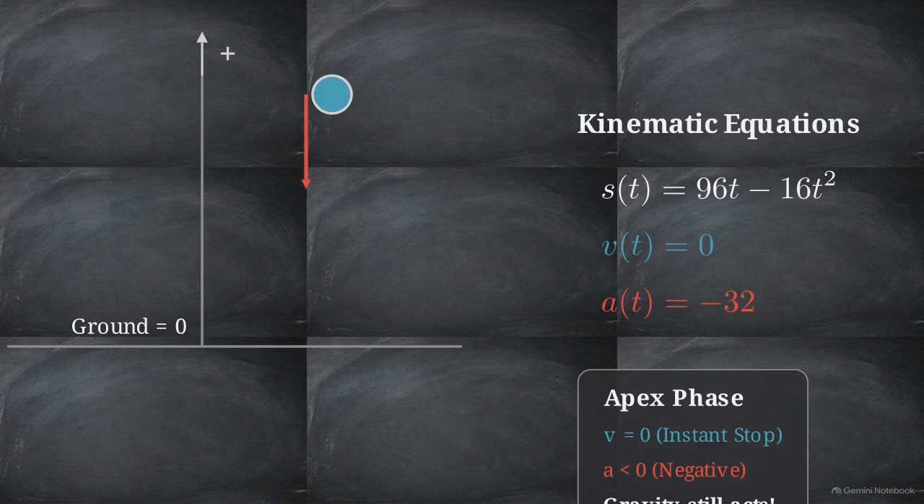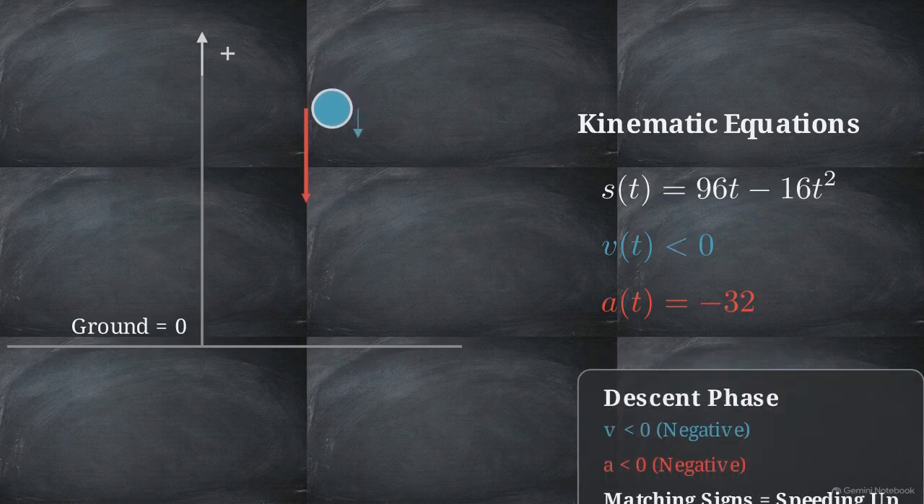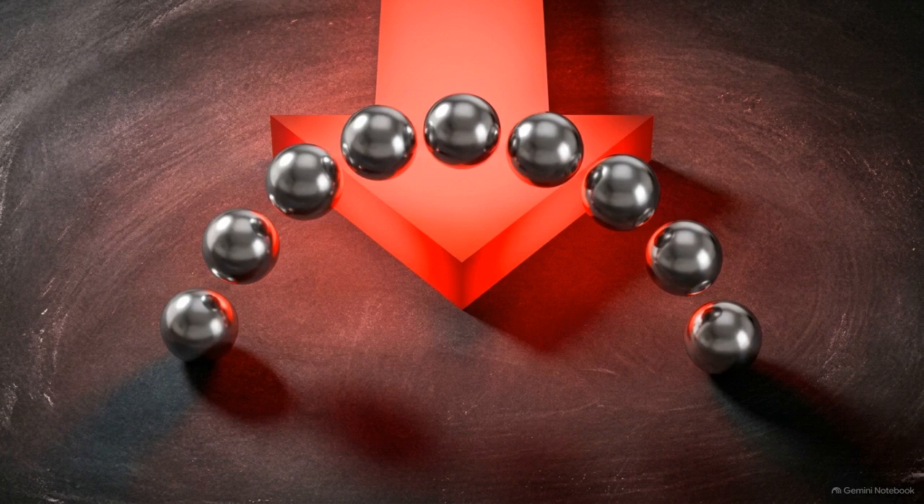This is a cognitive trap. Assuming 0 velocity means 0 acceleration. Notice the acceleration is still -32. If acceleration were 0 at this apex, the ball would freeze in midair indefinitely. Instead, negative acceleration pulls velocity past 0. On the descent, velocity and acceleration are both negative. Matching signs mean the ball speeds up as it falls. A single constant negative acceleration orchestrates this entire physical arc. It slows the ball down, stops it, and speeds it up in reverse.